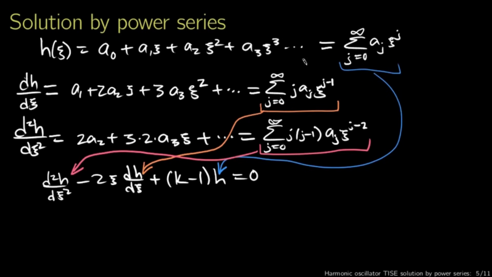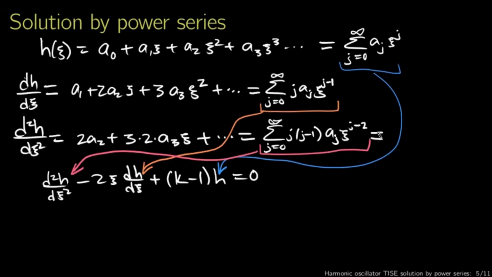In order to do that, we need to make the power that xi is raised to in each of these terms in the sum the same. For instance, I have this summation for h. It has a xi raised to the j power. And I have this summation for the second derivative of h. It has a c raised to the j minus 2 power. So what I'd like to do is rearrange the indices in this sum so that I have a c raised to the j power. This is just a redefinition of index.